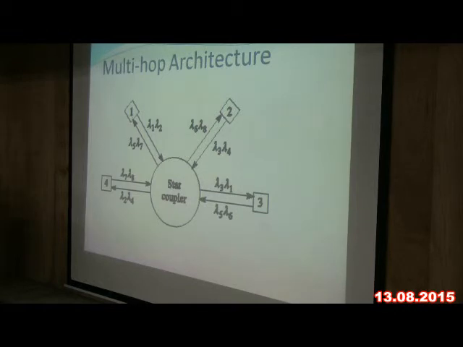Where does it go from node 1? Node 2 receives the data using wavelengths lambda 6 and lambda 8. The node 2 receives the signal using the wavelengths lambda 6 and lambda 8.